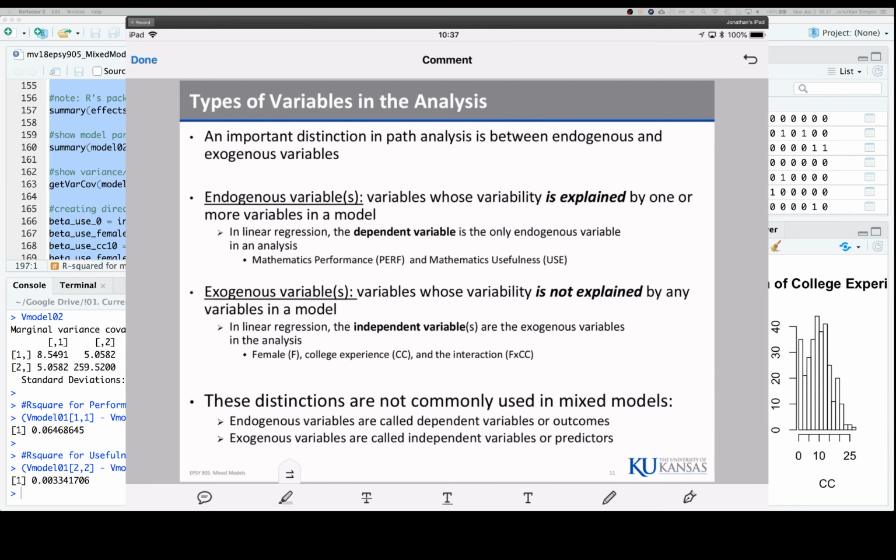And we also talked about endogenous versus exogenous variables. That still matters here, although oftentimes in mixed models we don't use that language to describe what a variable happens to be. But once again, endogenous variables are variables whose variability is explained by one or more variables in the model. Exogenous variables are the opposite, variables that have variability that is not explained by the analysis. Now, I will note that these distinctions are not commonly used in mixed models. Oftentimes, the endogenous variables are called dependent variables or outcomes. The exogenous variables are called independent variables or predictors.